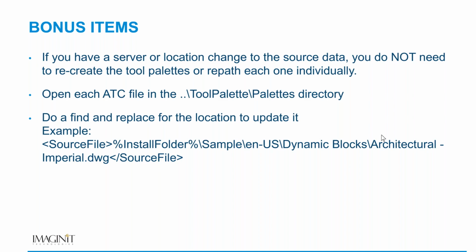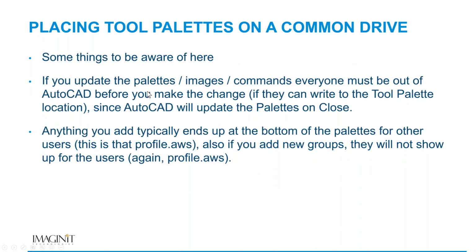What is the best way to keep the items in the palettes in the order I place them? They tend to go to the bottom of the palettes. Yes, that again follows that whole profile AWS, right? Anything you typically add ends up at the bottom of the palettes for other users. So unless you are replacing the profile AWS on those machines, the user will have to drag them up to the correct locations.